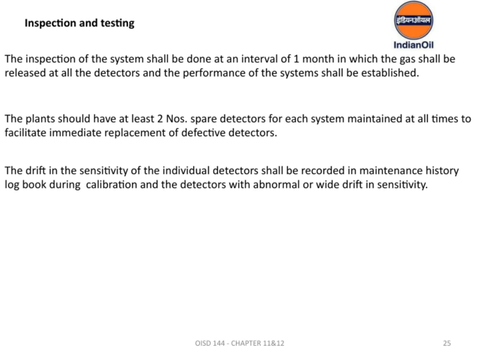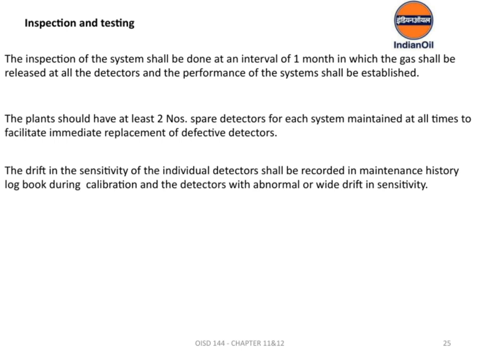It's also crucial to have at least 2 spare detectors for each system on site at all times. This way, if a detector becomes defective, we can replace it immediately without any delay, ensuring continuous safety coverage.